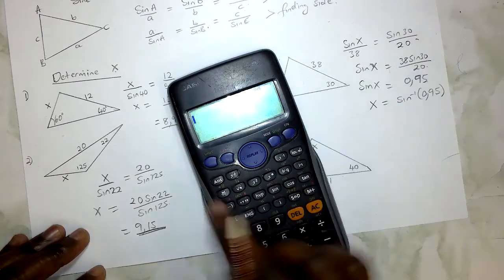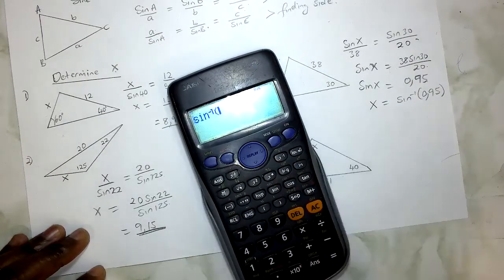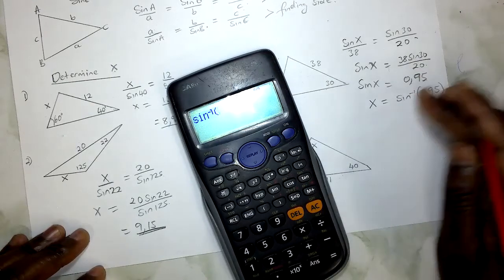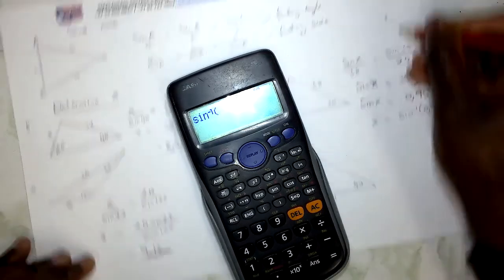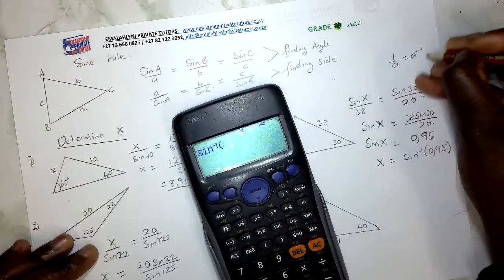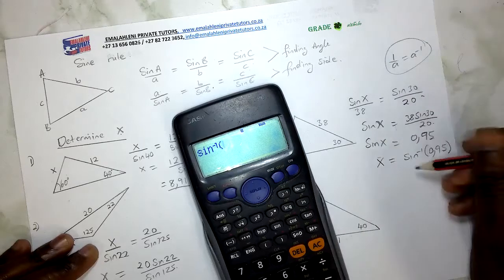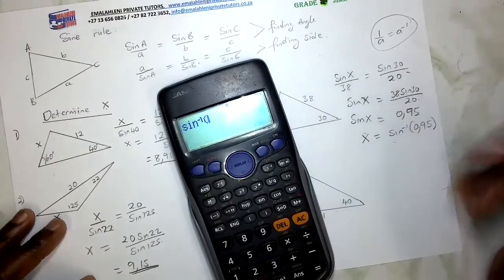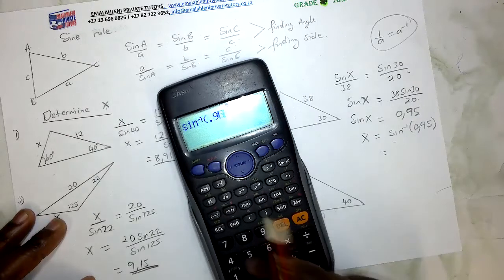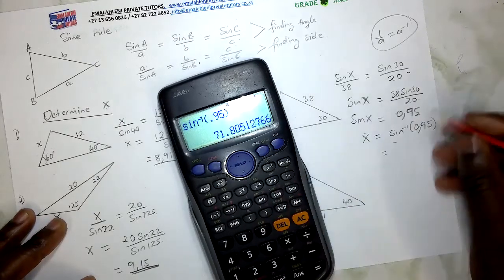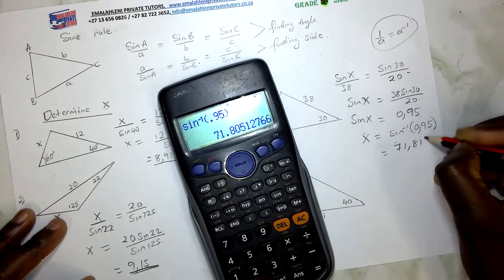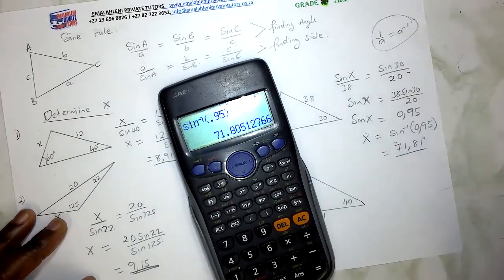Then we are going to say shift sine, okay? Because we're dividing by sine on both sides. Remember, 1 over a is equal to a to the power -1. I think you know this. When you divide by sine throughout, we're going to be left with this. So here is going to be equal to 0.95. What do we get there? We get 71,81 degrees, like that. That's how we do it.